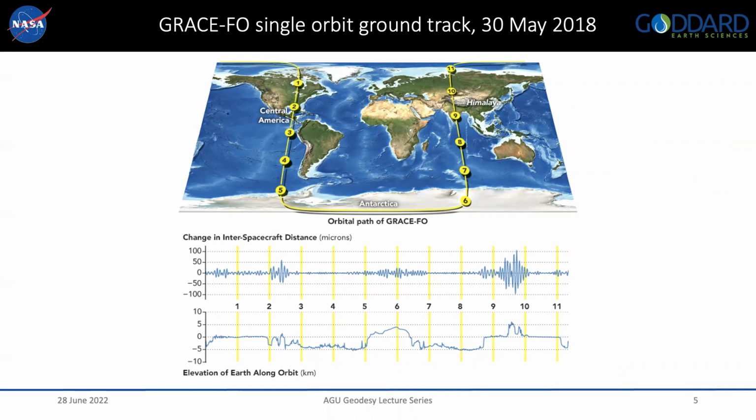And you can really see a large effect there as the satellites fly over that range. But you also see it in other locations, and then you can see where it's flying over oceans and has a relatively calm state.